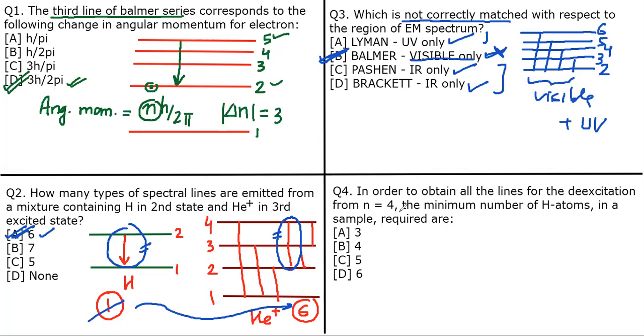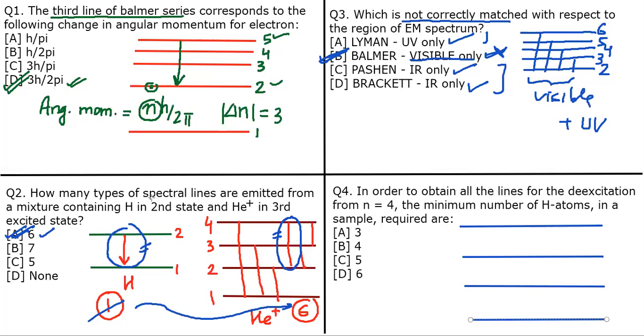Now let's come to the fourth important question. In order to obtain all the lines for de-excitation from n equal to 4, how many minimum number of hydrogen atoms in a sample are required? So that's a tricky kind of question. Let us first of all clearly understand it. So let us draw the various orbits 1, 2, 3, and 4. And let us see the lines there.